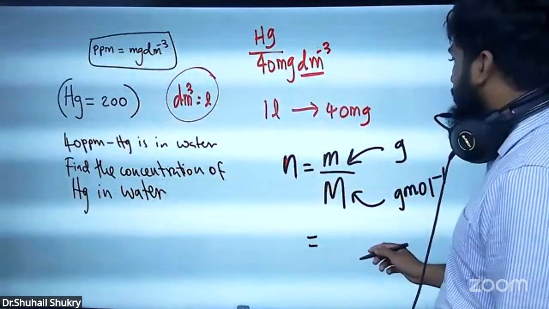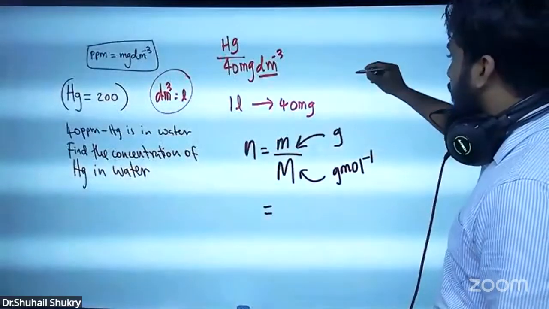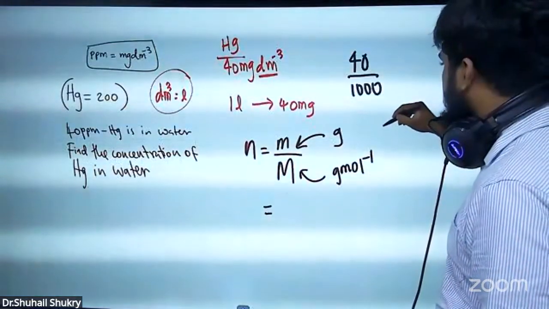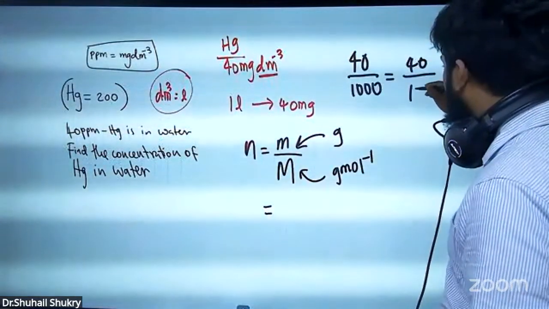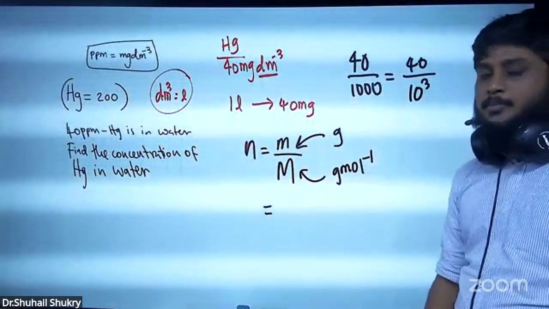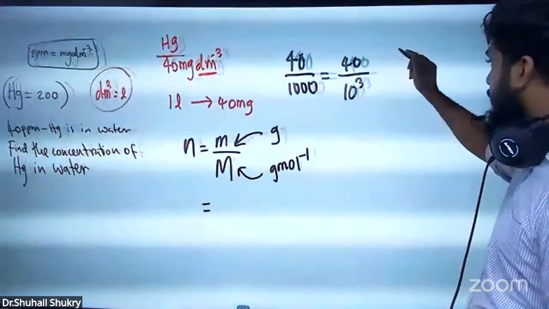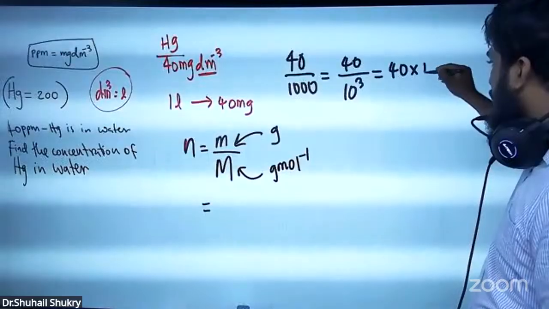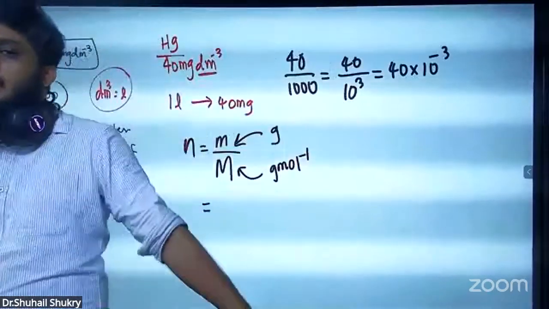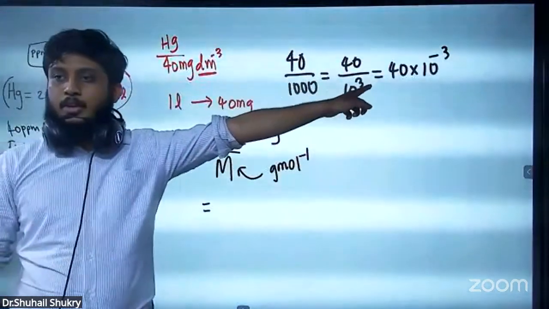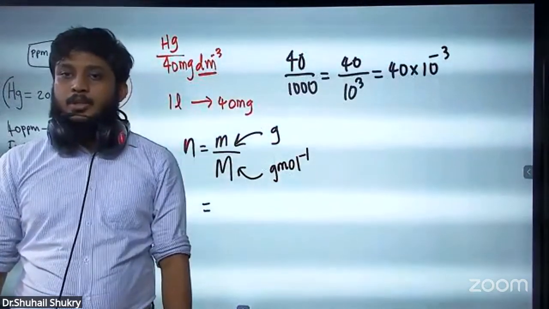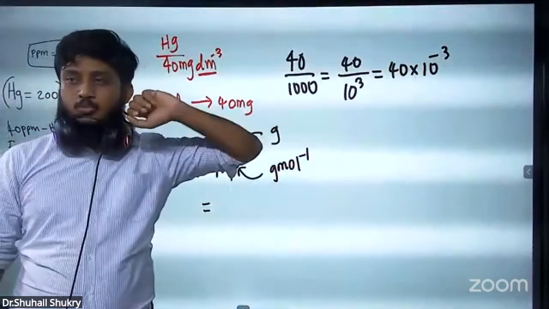Then 40 divided by 1000. Normally in science, I can write this as 40 divided by 10 to the power 3. When 10 to the power 3 goes up to the numerator, it becomes 40 multiplied by 10 to the minus 3. So hereafter, if you want to divide anything by 1000, you write 40 into 10 to the power minus 3. If you want to divide by 100, 40 into 10 to the power minus 2.